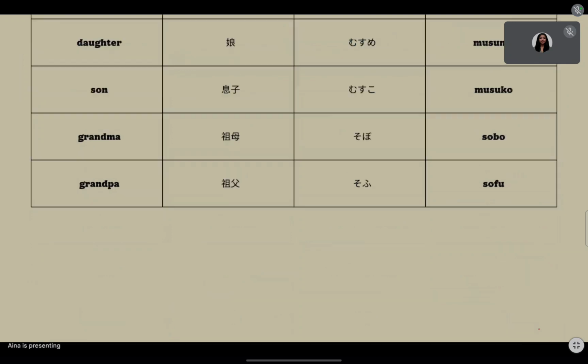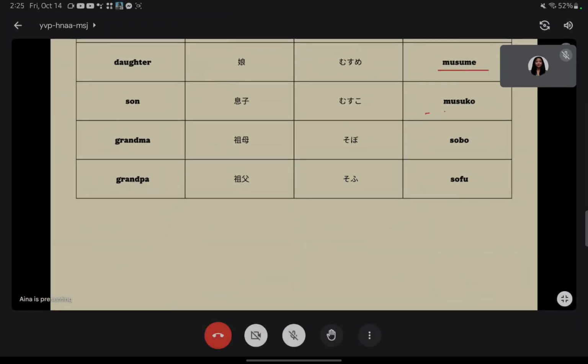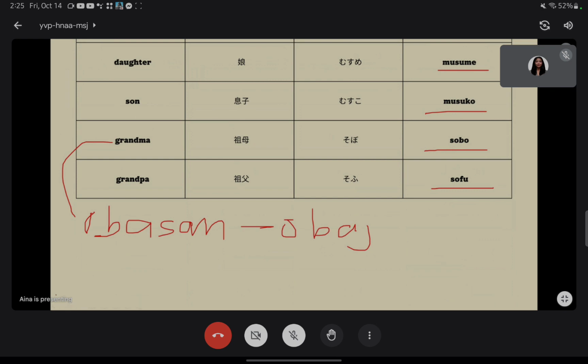Next, daughter is musume. Son is musuko. Grandma is sobo or grandpa is sofu. Pero guys, mas ginagamit natin si grandma as obasan. Or obachan. Ay, sorry, obachan.